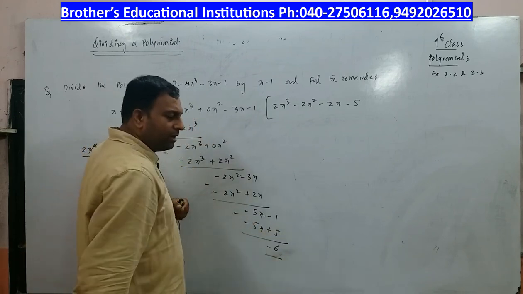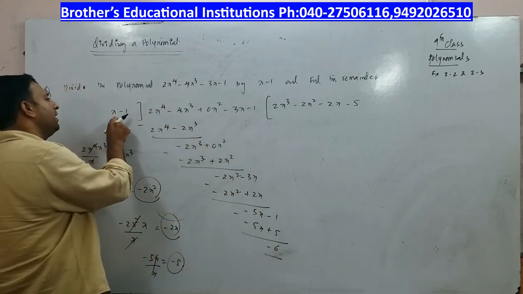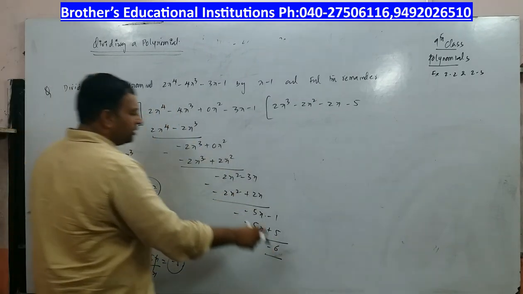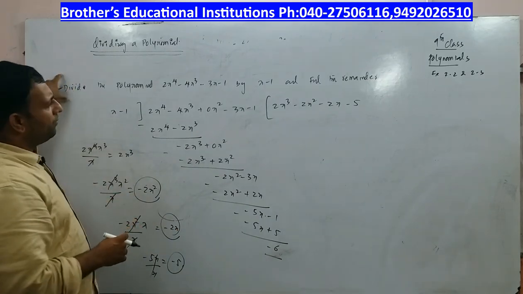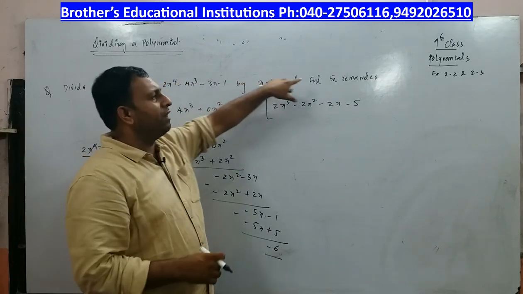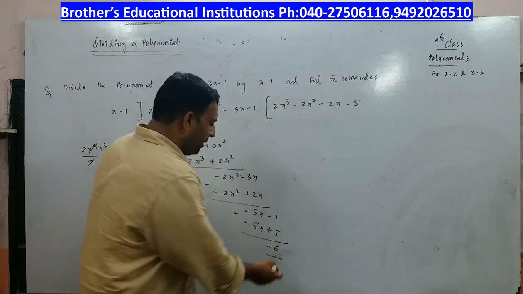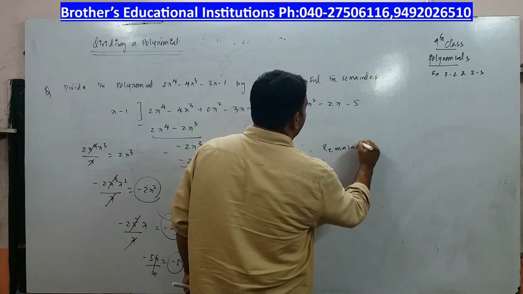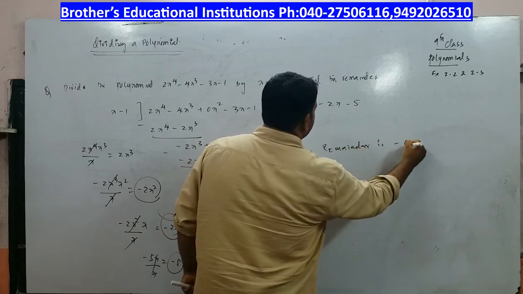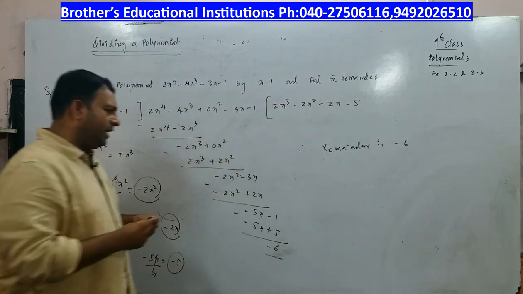What is the degree of the remainder? 0. And what is the degree of the divisor? 1. So the division will truncate. Means it will stop there. Now the question asked to you was to divide this polynomial with this and find the remainder. And what is the remainder? Therefore the remainder is minus 6.